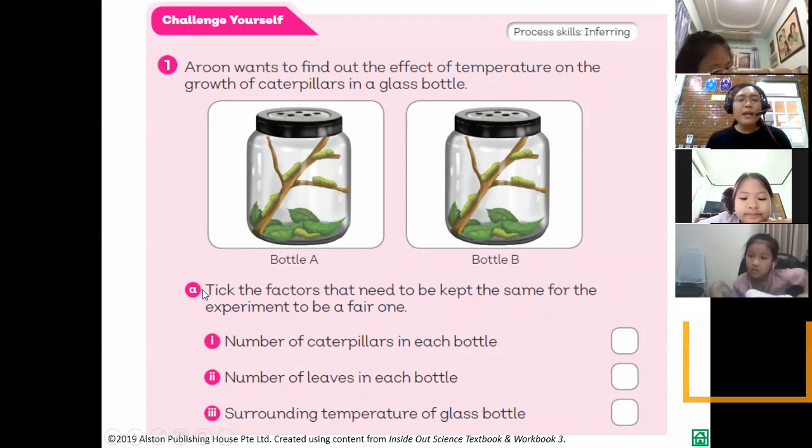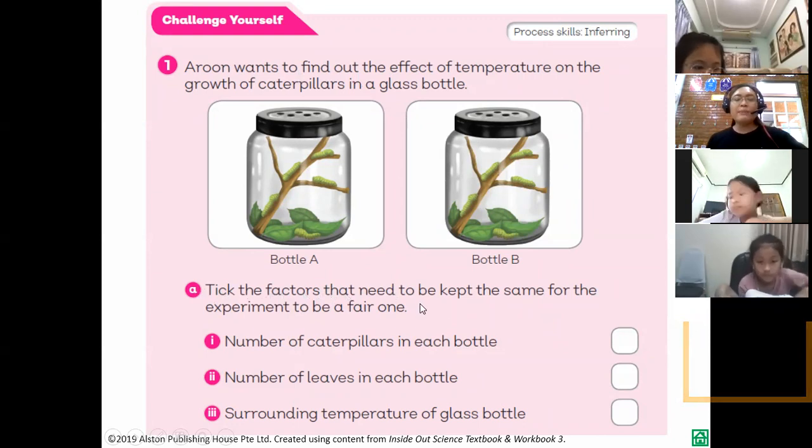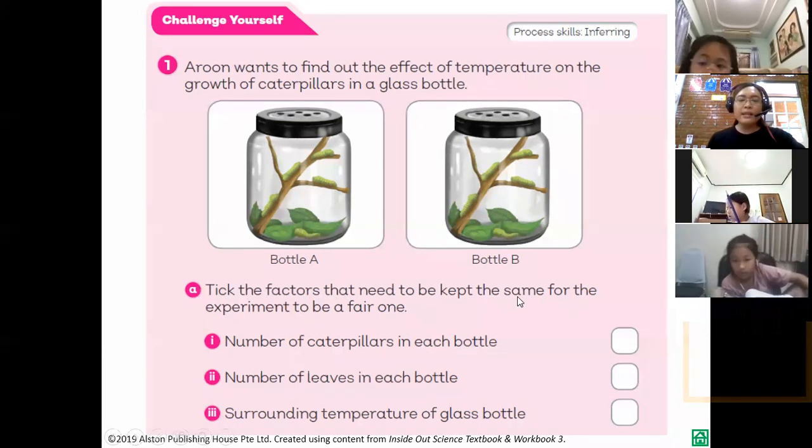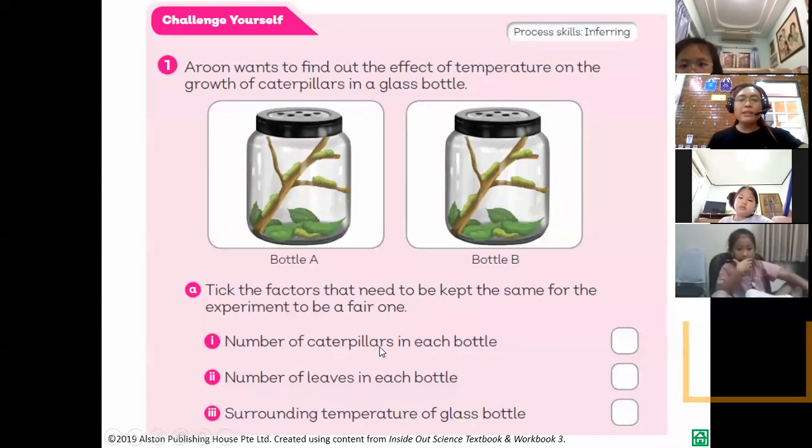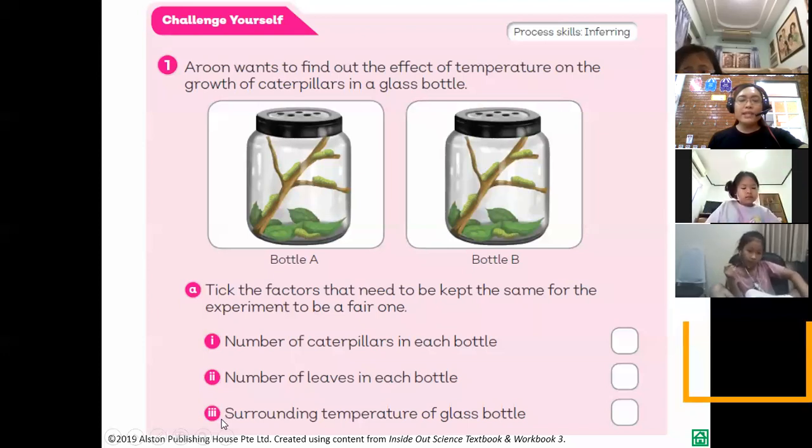Now, letter A. Tick the factors that need to be kept the same for the experiment to be a fair one. Number one, number of caterpillars in each bottle. Number two, number of leaves in each bottle. Number three, surrounding temperature of glass bottle.